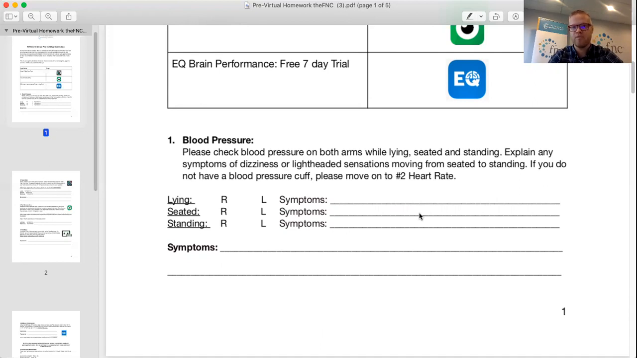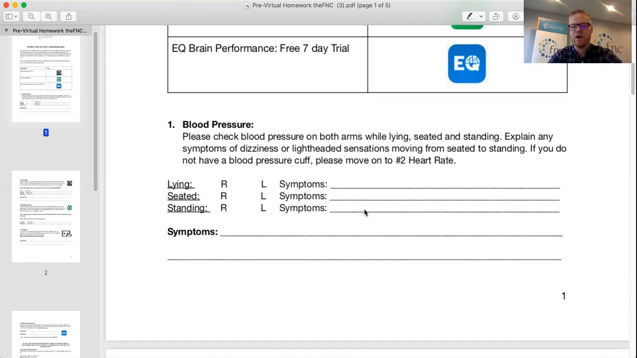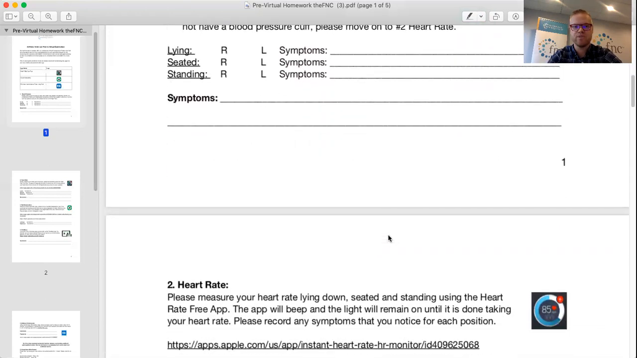Based off of what we see here with your blood pressure and your heart rate, there are different types of therapies that can be performed and different things that you can do at home to hopefully make some improvements in your symptoms.